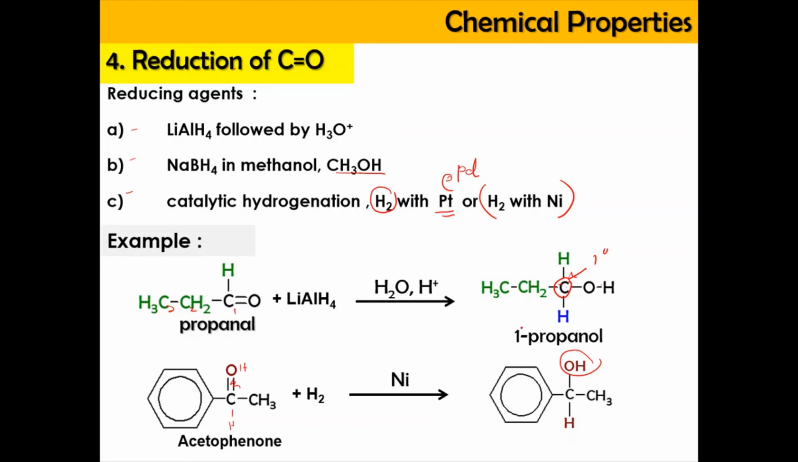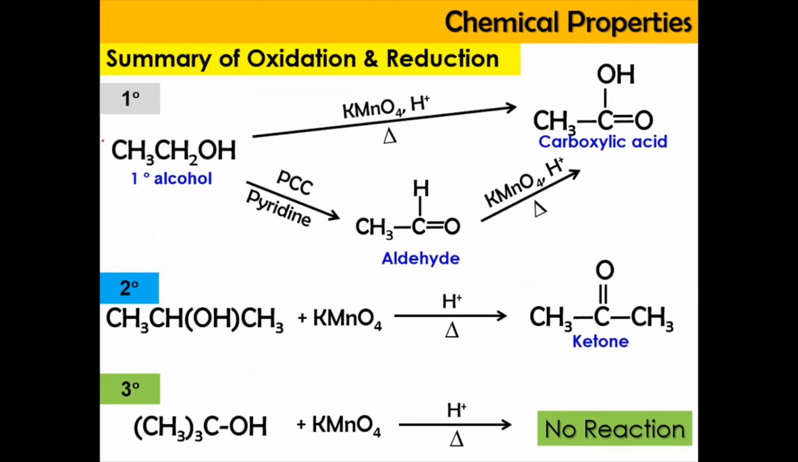Everything that you have learned in the previous chapter, you have learned about alcohol being oxidized into aldehyde using PCC, and now the aldehyde can be reduced back into propanol. And this is going to be known as phenylethanol. So now we're going to look into the summary once again. So here is the summary of the oxidation and reduction.